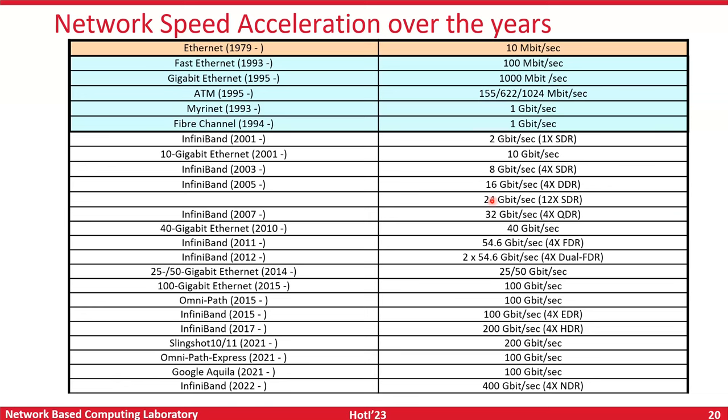Okay, but effectively it was there, 24 gigabits per second was there in 2005. Then in 2007, it moved one step ahead. It's called QDR, or quad data rate. That means in one clock cycle, they were able to send 4 bits. And that led to 32 gigabits per second.